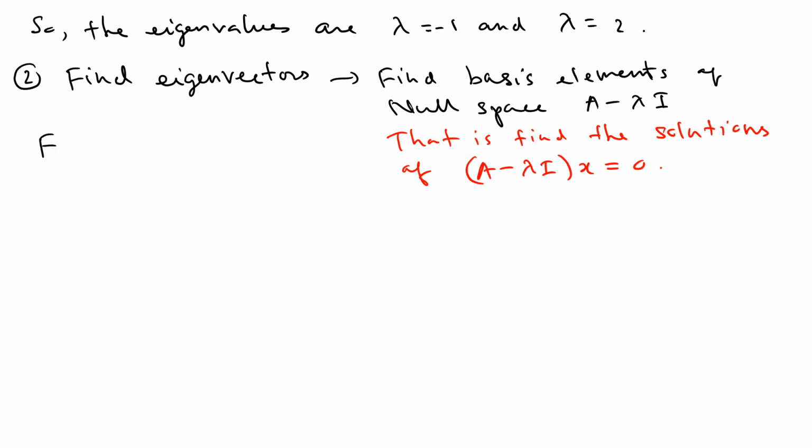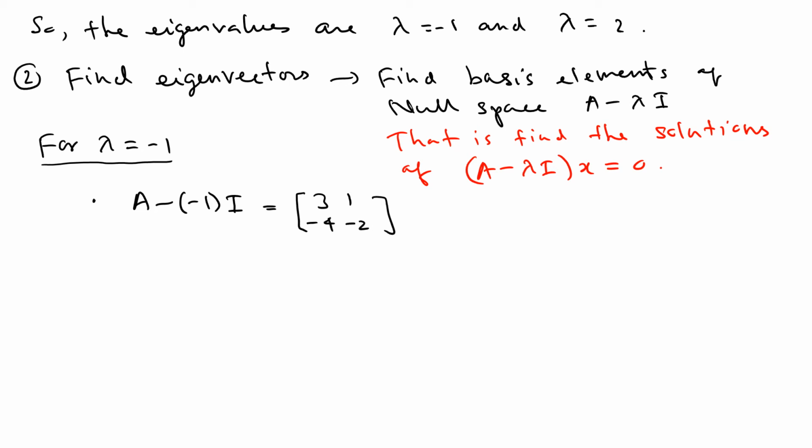So for lambda equal negative 1, we can write A minus negative 1 times I, which is 3, 1, negative 4, negative 2, negative negative become positive, I means 1, 0, 0, 1. So we're going to add them. Once you add them, you're going to add the corresponding entries. So it becomes 4, 1, and then negative 4, and then negative 1.